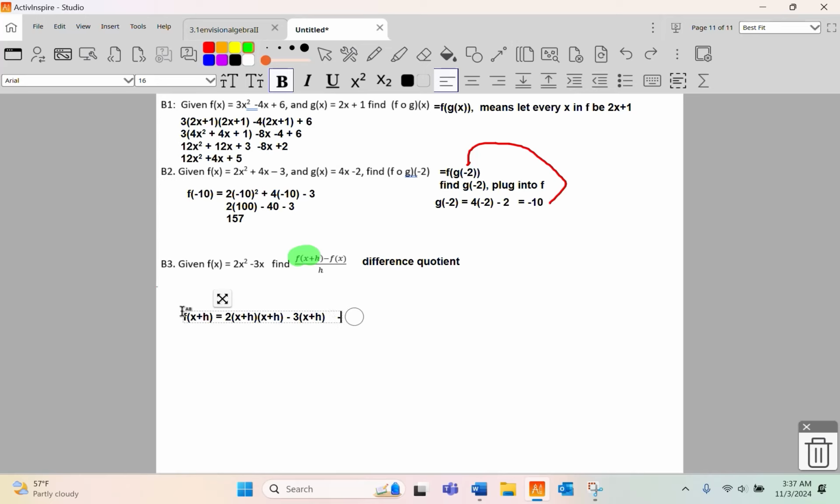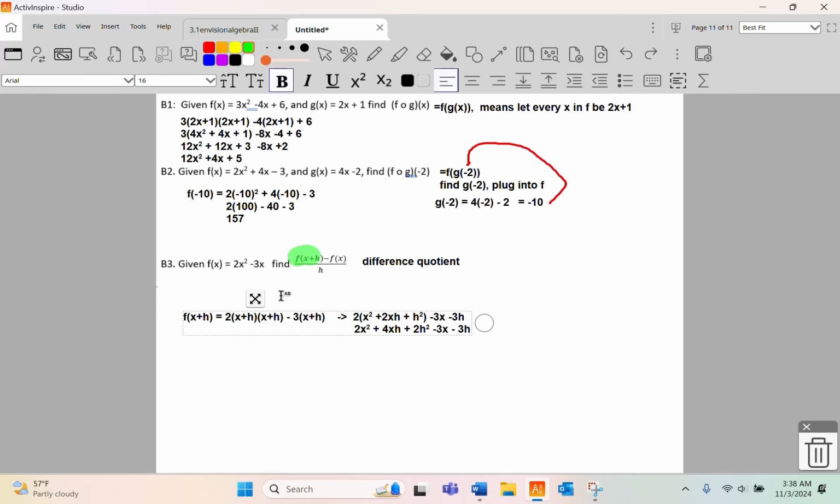All right, moving forward, x plus h times x plus h is going to be x to the second plus 2xh plus an h squared. I have this minus 3 times x plus h, which is negative 3x minus 3h. Cleaning this up a little more with the distributive property, I have 2x to the second plus 4xh plus 2h to the second, and then minus 3x minus 3h.